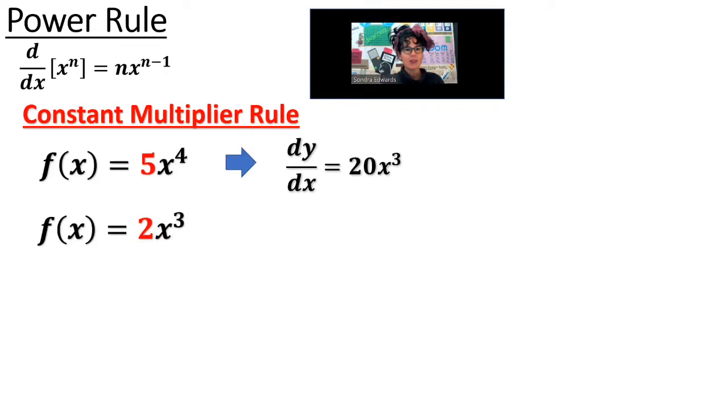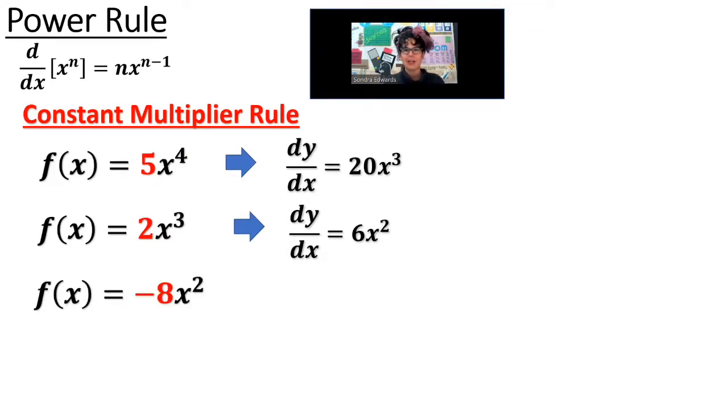Okay, then how about this one? What's the derivative of 2x to the third? Well, we're going to have 6x to the second power. Holy cow, that's so fast. All right, here we go. Exponent moves to the front, negative 16x to the first power.